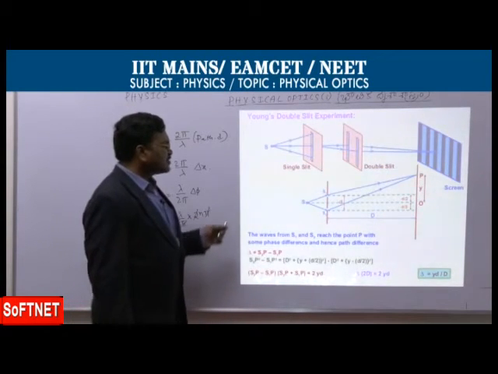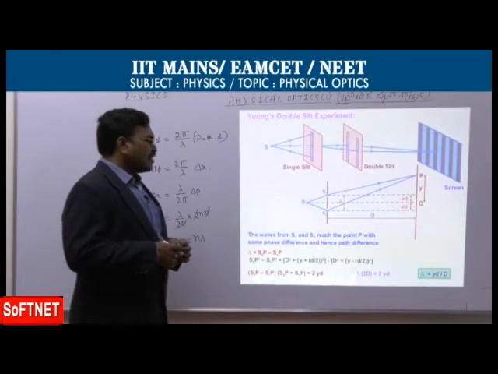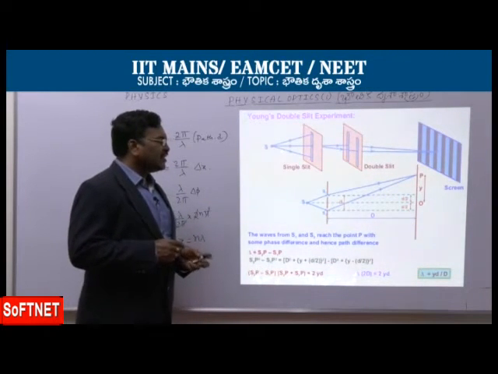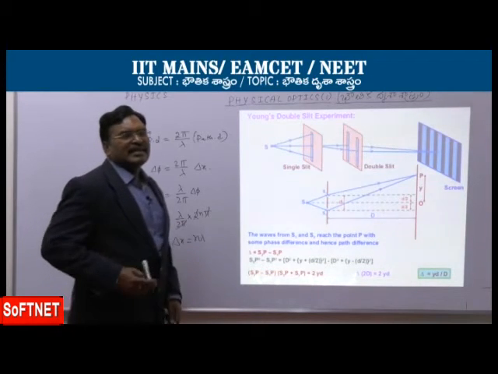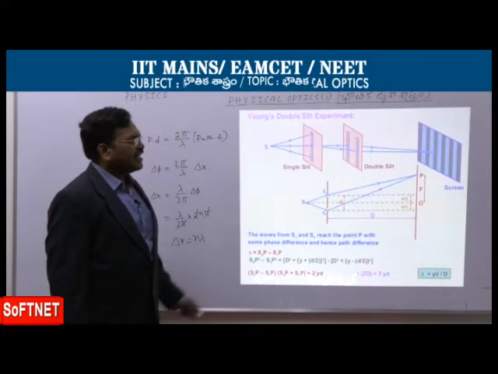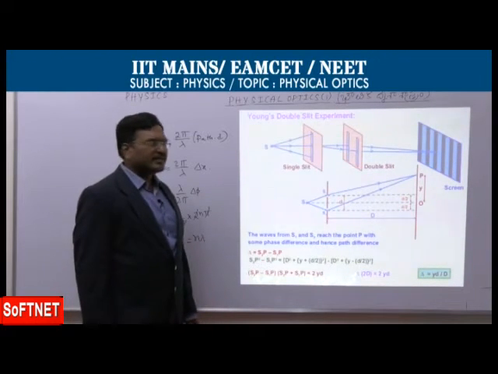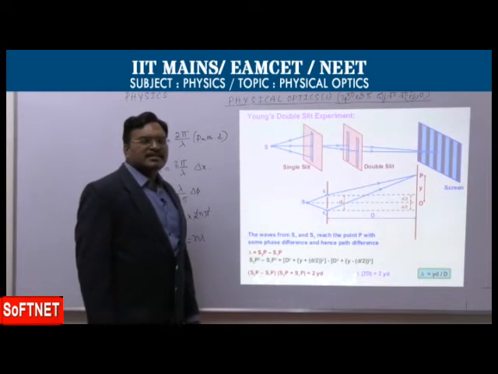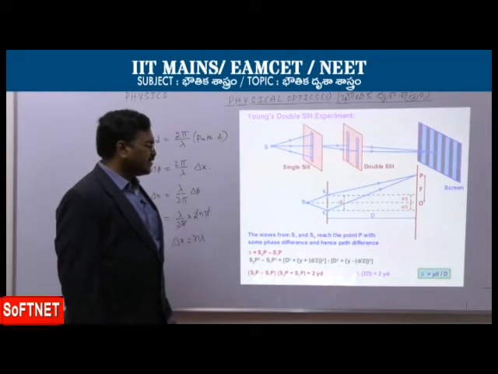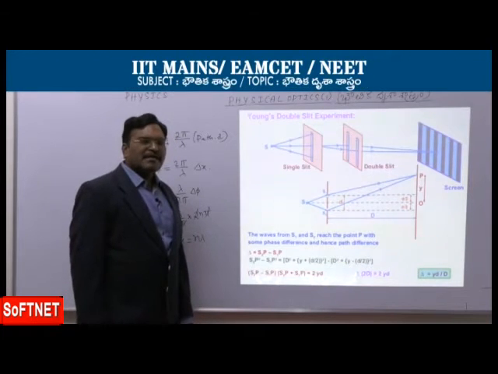Next one, already I told this. Now we have fringe width. Is it clear? What is fringe width? It is the distance between adjacent or successive bright bands or dark bands. Here on the screen we have bright band, dark band, bright band, dark band, like that. The distance between successive bright bands or dark bands is called fringe width. Now for this path difference, we derive an expression for fringe width.